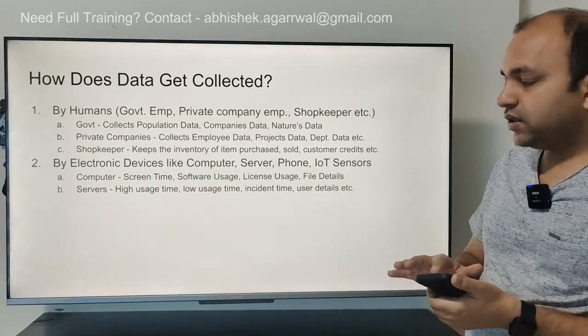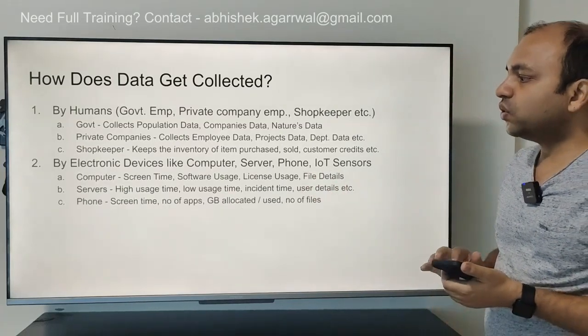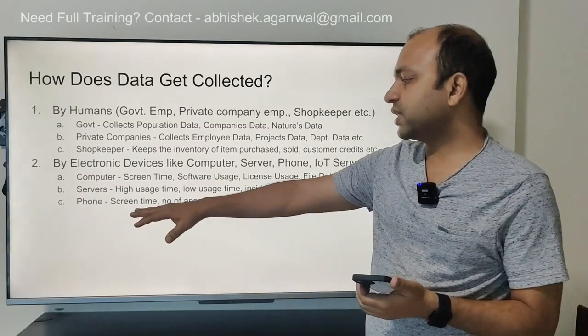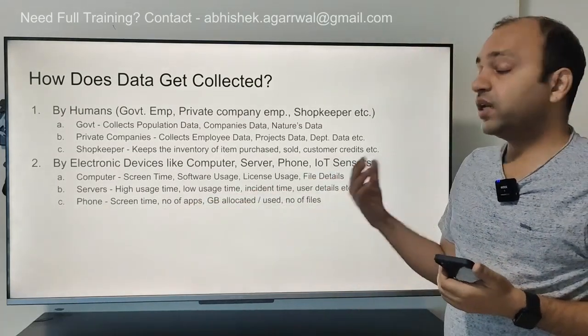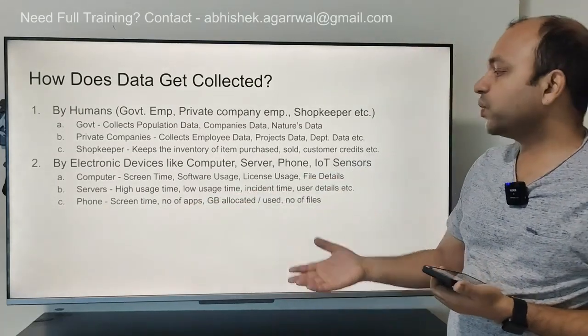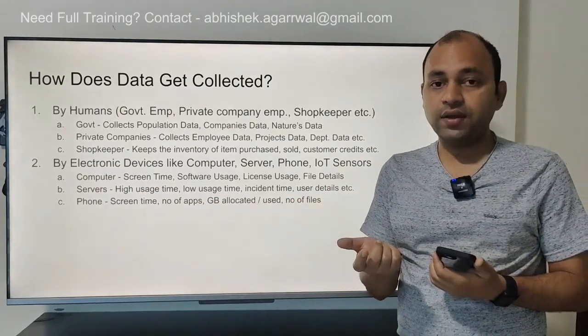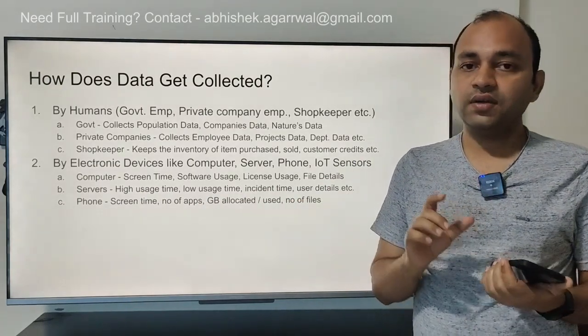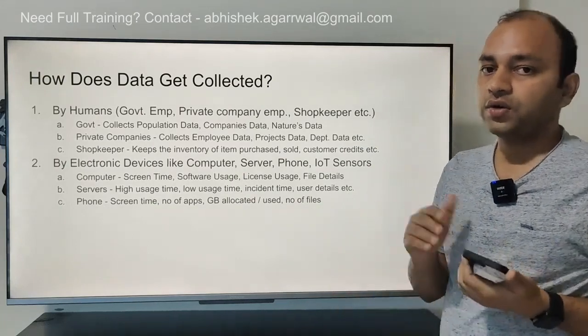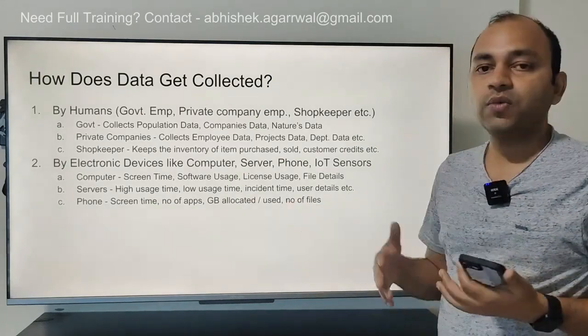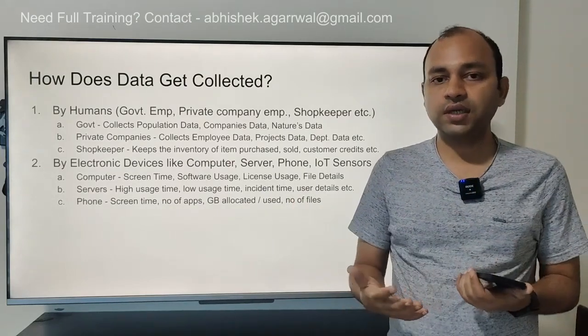Now let's look at the phone. The phone again captures the screen types. You have the number of applications or softwares that you have, and the GB allocated per user, that means the storage, which gives you the detail of how much further data you can store or whether you cannot store data at all, and the number of files, plus many more other things that it can store, right?